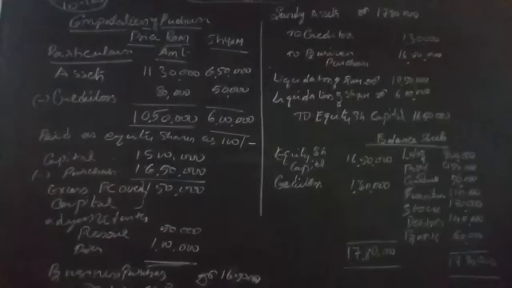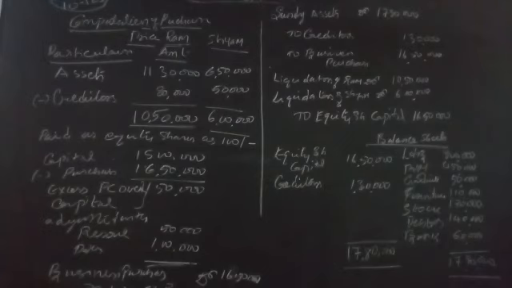Then the balance, 1130 minus 80, is the purchase price. As per the condition given in the problem, the purchase price is paid in the form of equity shares of rupees 100 each. So the total purchase price of 10,50,000 plus 6 lakhs, that is 16,50,000, is discharged, paid in the mode of equity shares of rupees 100 each.